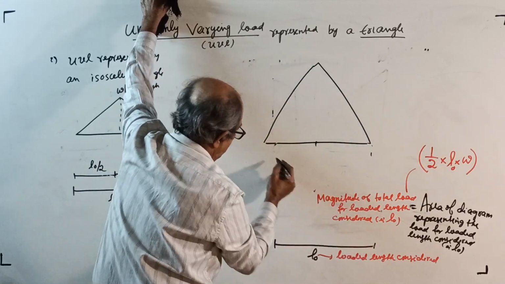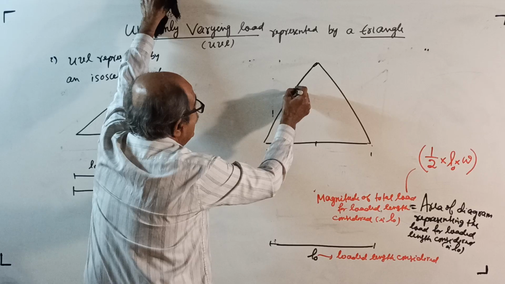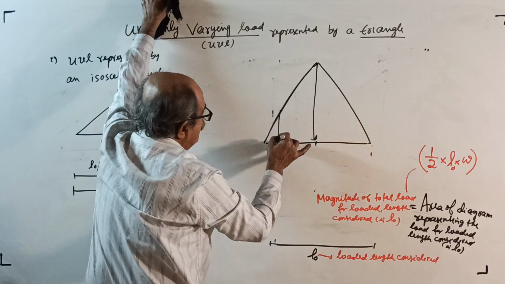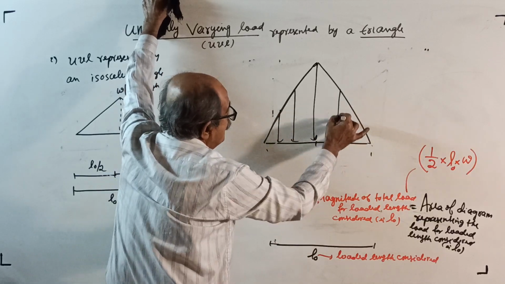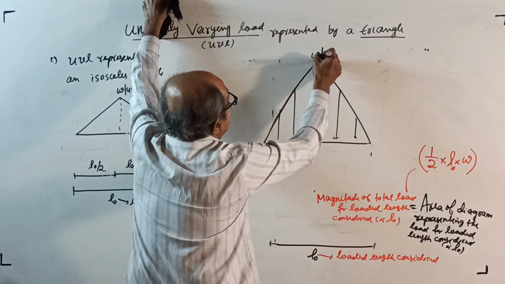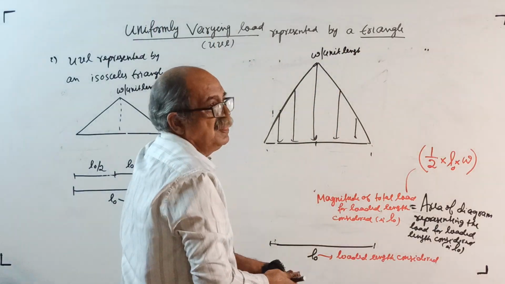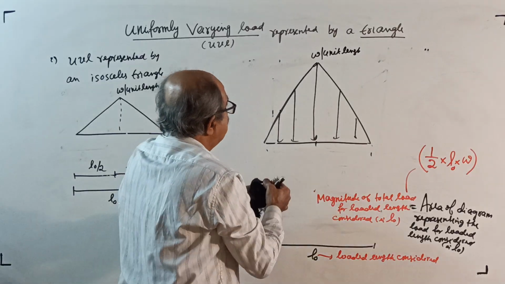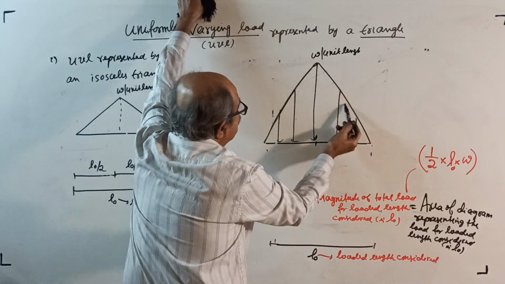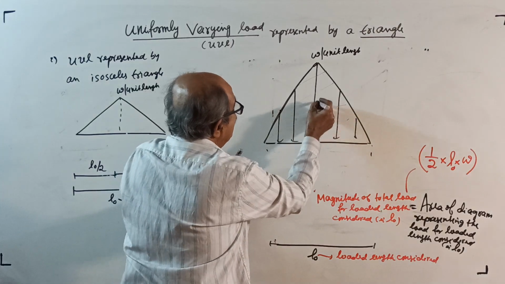Hope it is correct. Okay. Such things don't bother. It has not come properly. Okay, no problem. This is the loaded length, consider L0. This is W per unit length, the maximum intensity. We want the total load for the full diagram. I told you, L0, the centroid will be here.